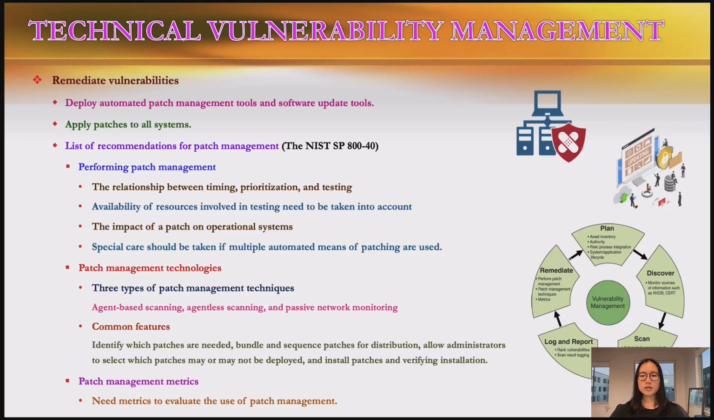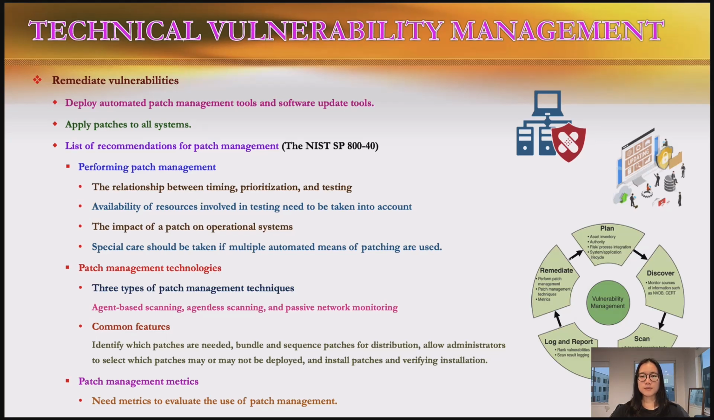An organization also needs to consider the impact of a patch on operational systems, such as rebooting and changing configurations. An organization also should take special care if it uses multiple automated means of patching, such as self-patching software, third-party services, and network-based capabilities. And the second category provided in the list of recommendations is patch management techniques, which typically consists of 3 types.